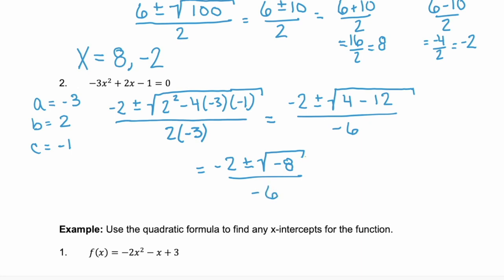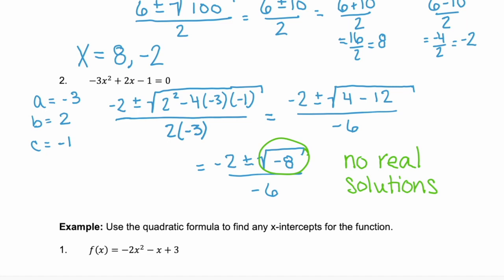Well, do you remember what happens when you take the square root of negative 8? Yeah, you get an imaginary number. So that means this quadratic has no real solutions. It's going to be a complex number solution. And this problem just wanted us to write no real solutions if there were no real solutions.